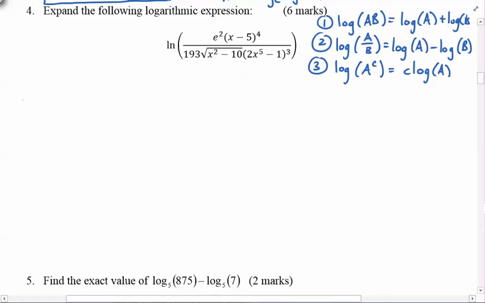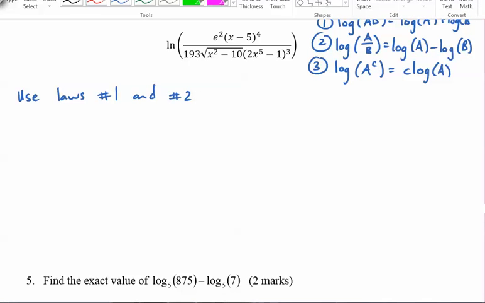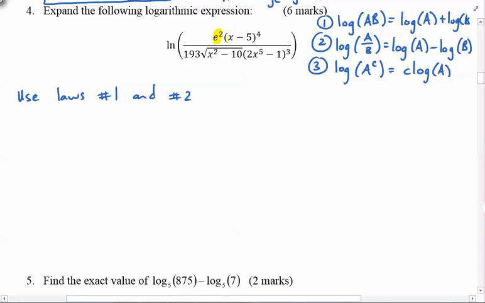So in this problem, the first thing that we're going to do is use laws number 1 and 2 all in one step. Okay, and to do so, we need to look inside the brackets and count how many terms we have. How many different factors? On the top, I've got 2 different factors, and on the bottom, I have 3 different factors. And that's how many logs you're going to have. All of them are going to have the same base as the original log, so all of them are going to be natural log. I've got 2 for the top and 3 for the bottom.